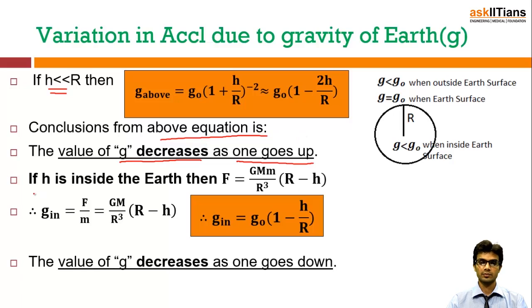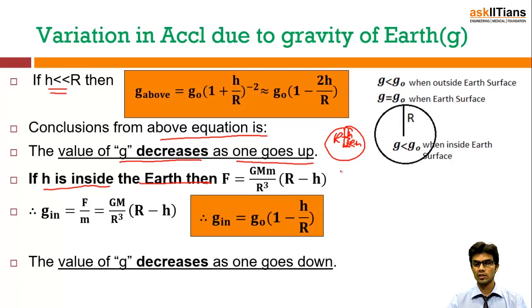Now, if h is inside the earth, in that case F is equal to GMm divided by R cube into (R minus h). It is R minus h, because this is the earth, a solid sphere, and this is R and this is the depth h, so we have to take this distance, so this is R minus h. So this is the gravitational intensity E inside the solid sphere.